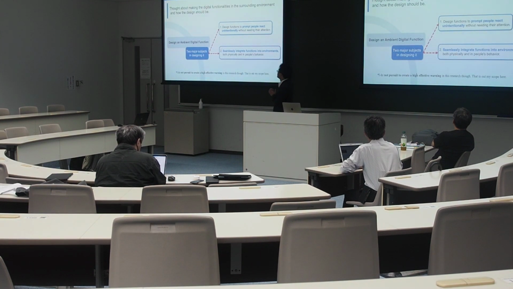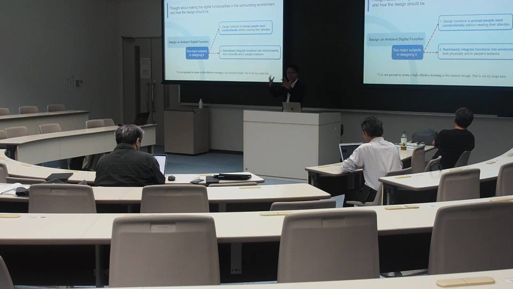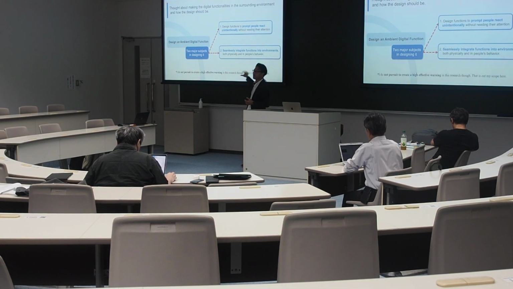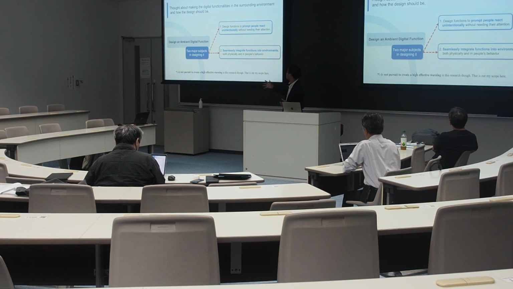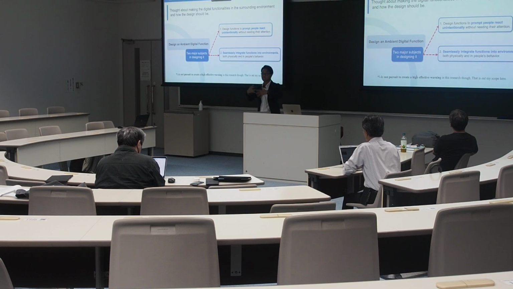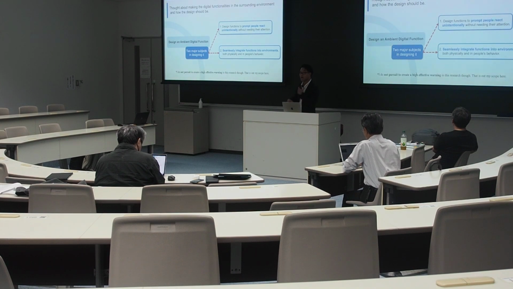To make an ambient digital function in the context, there are two major design points. The first is to design a function that prompts people's reaction in the context, while not requiring people's intentional interaction to operate or command the system. The second is to seamlessly integrate the function into the environment, considering both the physical setting and people's behavior. Here, I do not pursue the effectiveness of creating a warning system, as that is out of my scope.